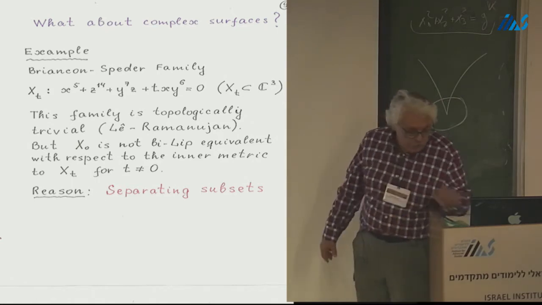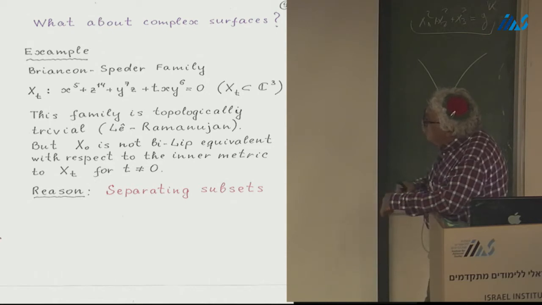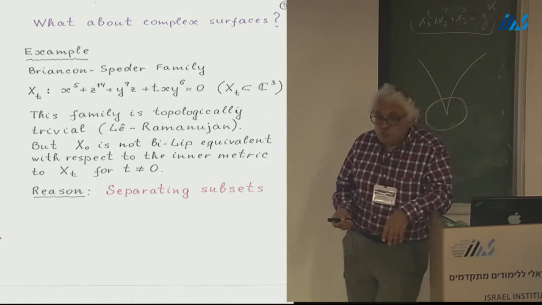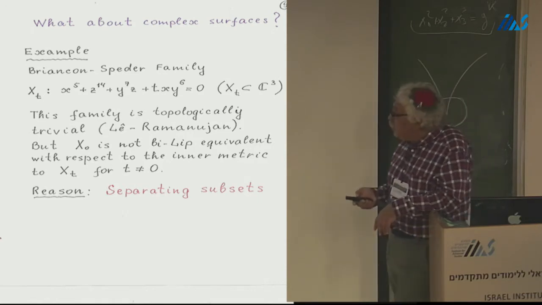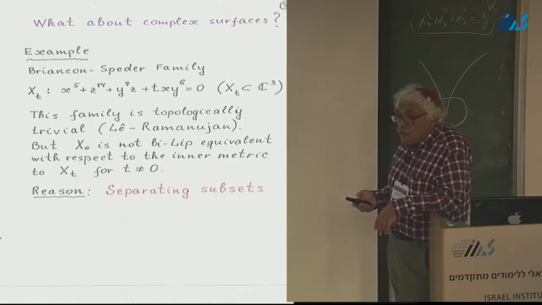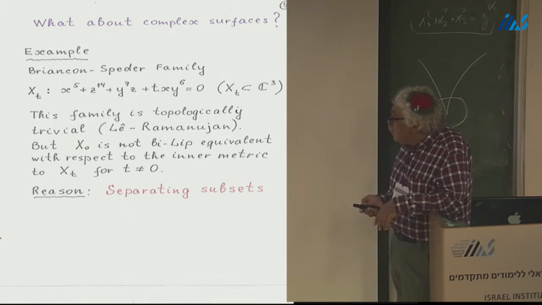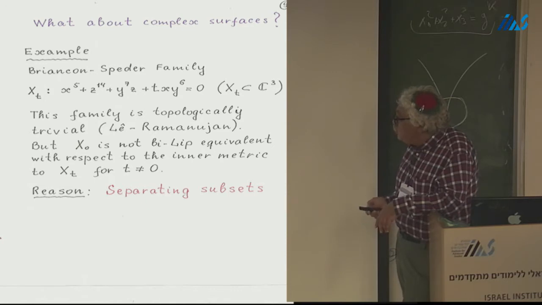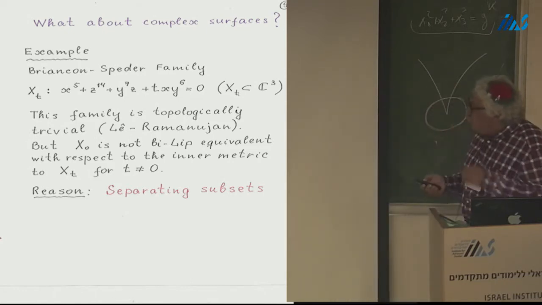So then the embedded topology, where the t here is the parameter of the family, going with the t, we have the triviality, right? All the sets of this family have the same embedded topology. But they are not equivalent to each other, in the sense that there is an exceptional t, which is t equal to zero. I made a mistake. Then even with respect to the inner metric, when t is not equal to zero, they are not bi-Lipschitz equivalent to the case when t equals zero.